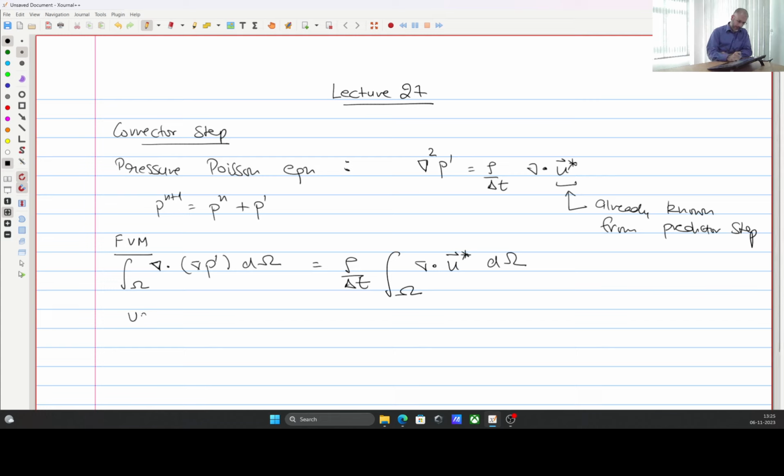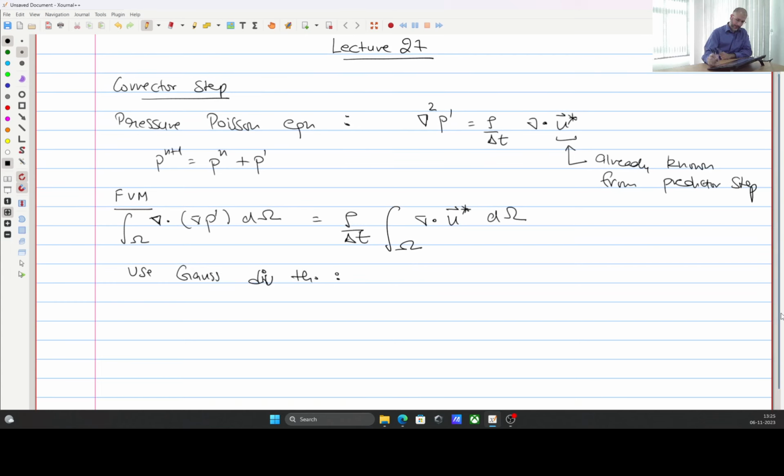So we use the Gauss divergence theorem. So we get a surface integral. On the right side also we get a surface integral because we have a divergence of U star. So we get U star dotted with the infinitesimal area vector. So we'll call this A.